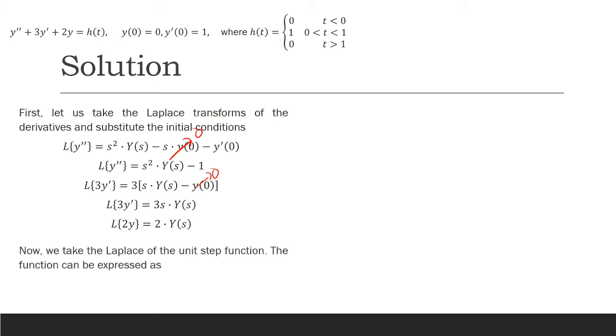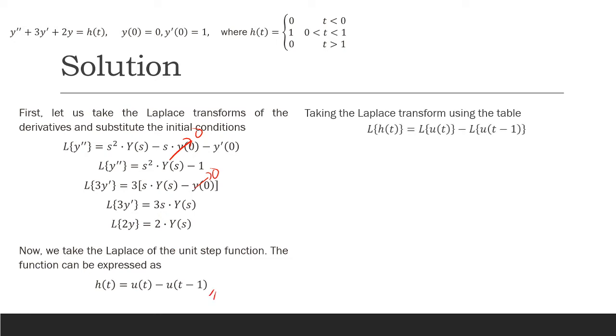Yung nasa right naman, yung right side natin is a unit step function. So before we take the Laplace, express muna natin siya into a single function. Remember that this is a rectangular pulse. That's why we can express it in this way: u of t minus u of t minus 1. Laplace transform of u of t natin is just 1 over s, and then the Laplace transform of u of t minus 1 is just e raised to negative s over s. So, nakabase lahat yan sa Laplace transform table natin.